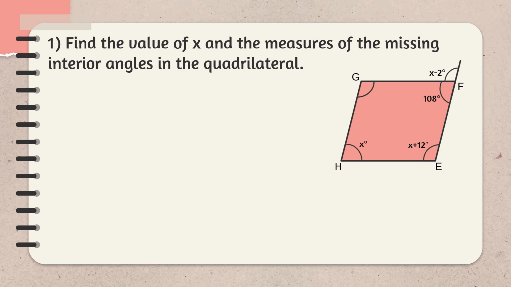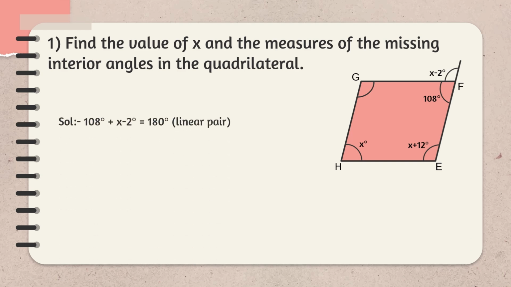Now, as you can observe, 108 degrees is the interior angle of the given quadrilateral and x minus 2 degrees is the exterior angle of the given quadrilateral. What can we infer from this? Exactly. These two angles form a linear pair. And what is a linear pair? Linear pair of angles are those two angles which add up to form 180 degrees.